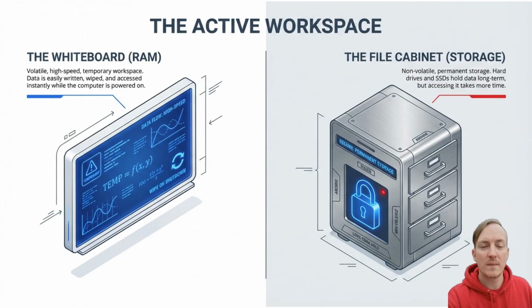To understand RAM, you must understand the active workspace. Think of your computer's storage, your hard drives and SSDs, as a giant file cabinet. It is non-volatile, meaning it holds your data permanently, even when the power is off. But retrieving a file from a deep cabinet takes time. RAM, on the other hand, is your whiteboard. It is highly volatile. Data is written, wiped, and accessed instantly. But the moment you shut down the machine, that whiteboard is completely wiped clean.